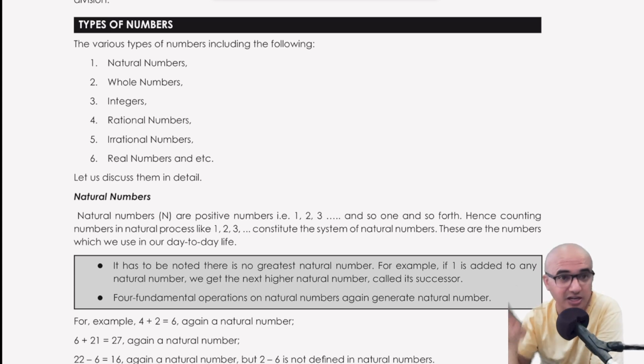Count the number of students in a class. Okay, 1, 2, 3, 4, 5, 6, 7, 8, 9, 10. So, where do we start from? We start from 1. These are all positive integers, which start with the number 1. So we don't say 0, 1, 2, 3. We say only 1, 2, 3, 4. So that's why it's a natural process of counting. That's why we refer to them as natural numbers.